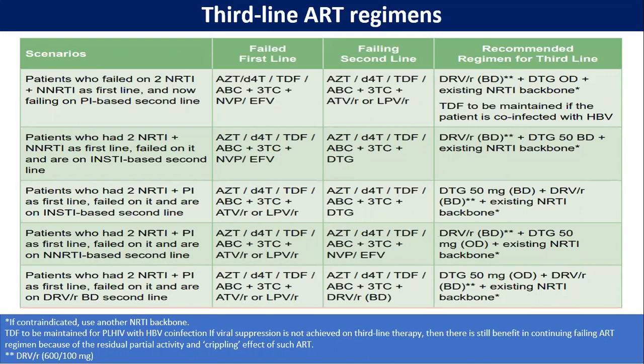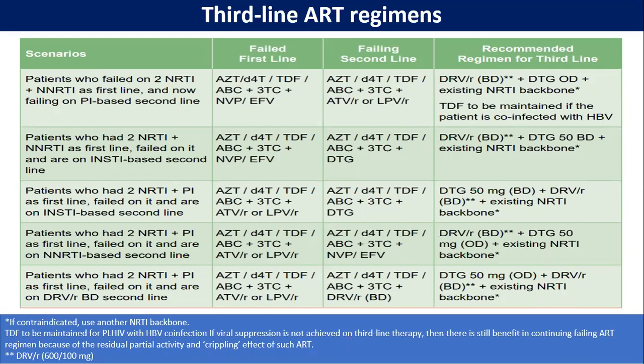Patients who had 2 NRTIs plus PI in the first line, failed on it and are on an INSTI-based regimen, that is either on atazanavir-ritonavir or lopinavir-ritonavir in the first line, and in the second line they have received dolutegravir. So in the third line, dolutegravir 50 milligram BD plus darunavir-ritonavir BD plus the existing NRTI backbone.